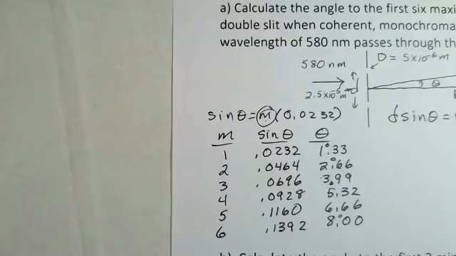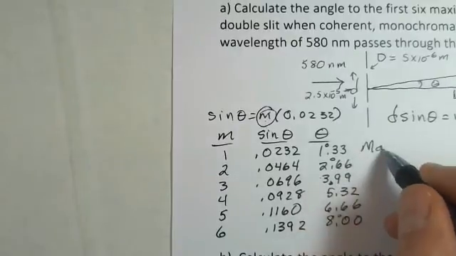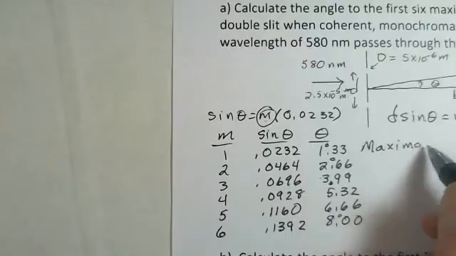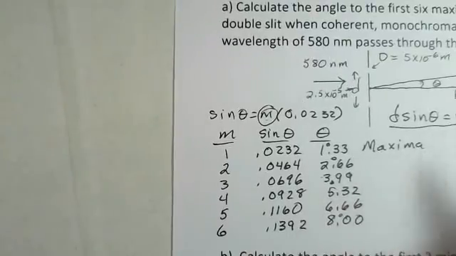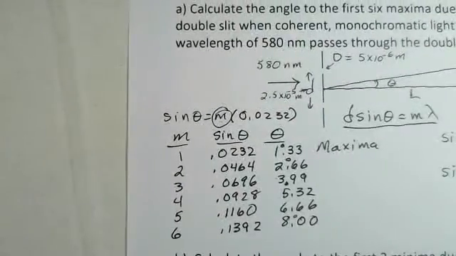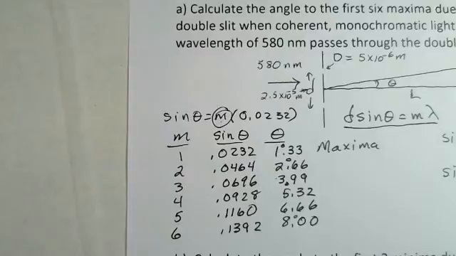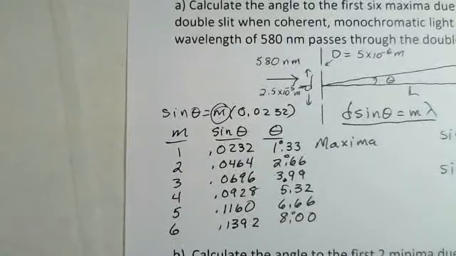We're locating the maxima. We use the equation that locates the maxima, d sine theta equals m lambda. These are the angles where I predict there'll be a bright spot on the screen, due to the interference of light, constructive interference, from the two slits.